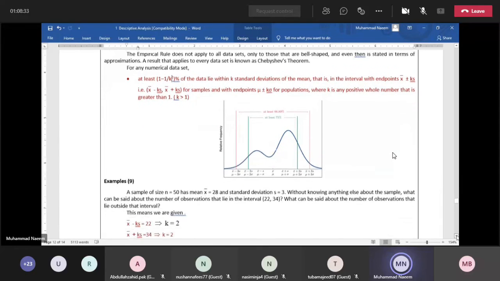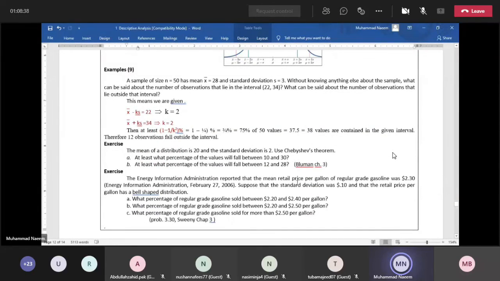Look at this problem. For a sample size of 50, the mean and standard deviation are given. Without knowing anything else about the sample, what can be said about the number of observations that lie in this interval? So an interval is given, and we need to calculate the percentage of the data. So equate both the limits with their general form. X bar minus ks is our left hand limit, x bar plus ks is our right hand limit. We don't know the value of k at the moment. Solve them, and we have k equal to 2.